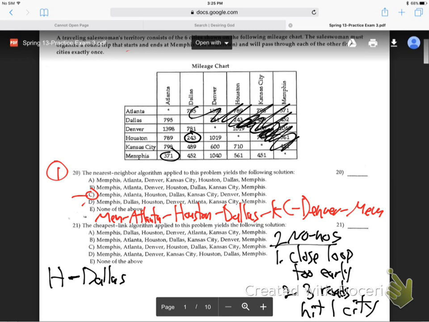I think it's 371, right? Am I missing any? 371. That goes from Memphis to Atlanta. I'll just write it down right here. Memphis to Atlanta.